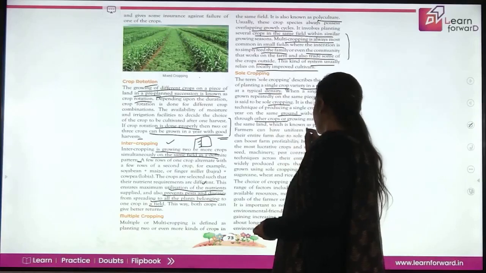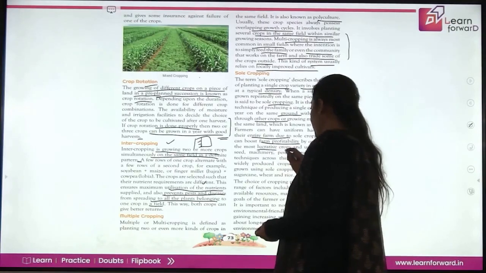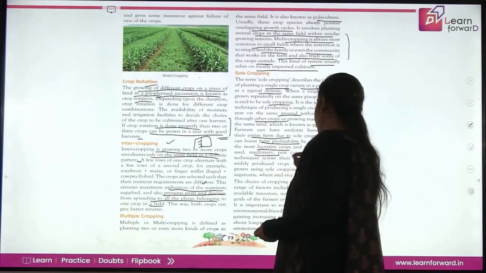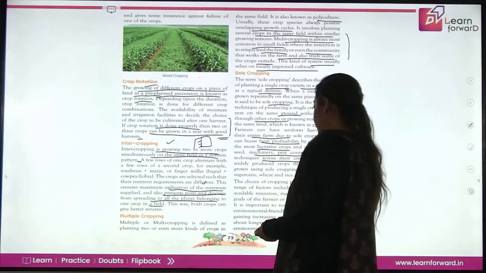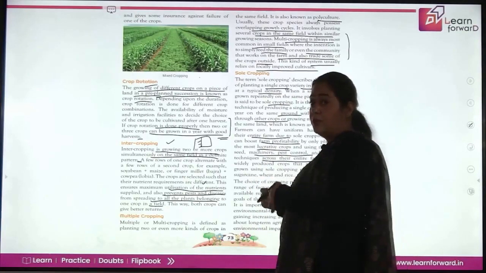Farmers can have uniform harvest on the entire farm due to sole cropping. They can boost farm profitability by planting the most lucrative crops and using the same seed, machinery, pest control and growth techniques across the entire farm. तो इसमें जो उनको फायदा कई बार होता है वो बहुत ज़्यादा होता है.